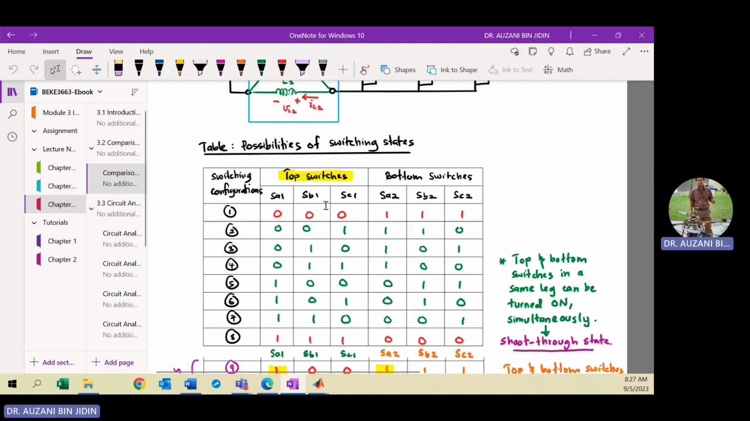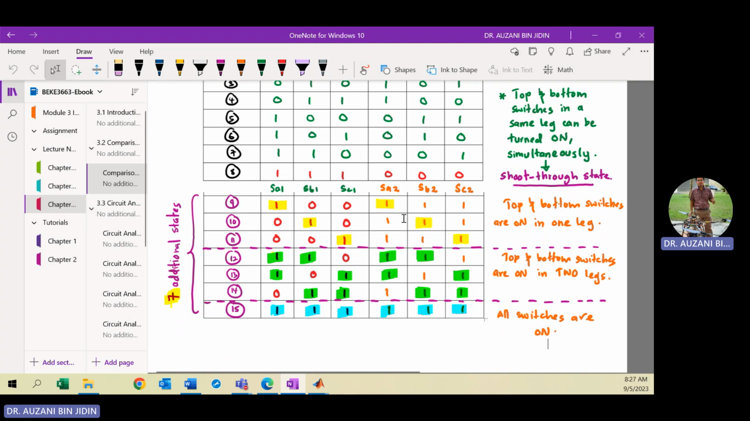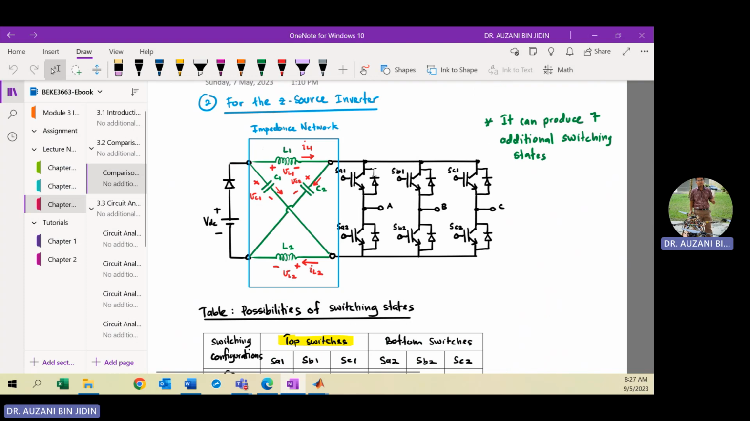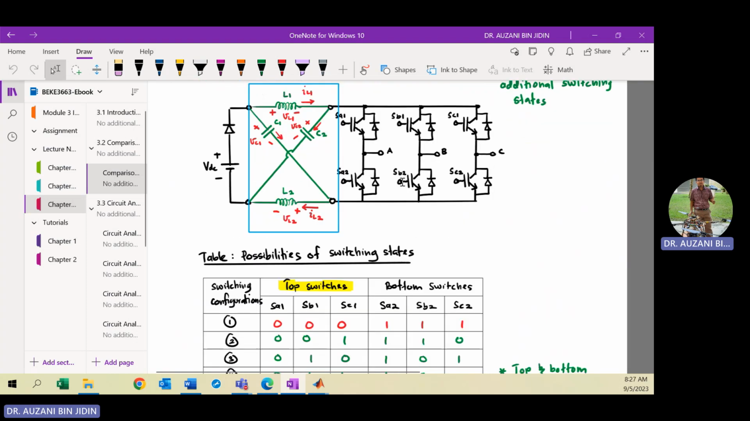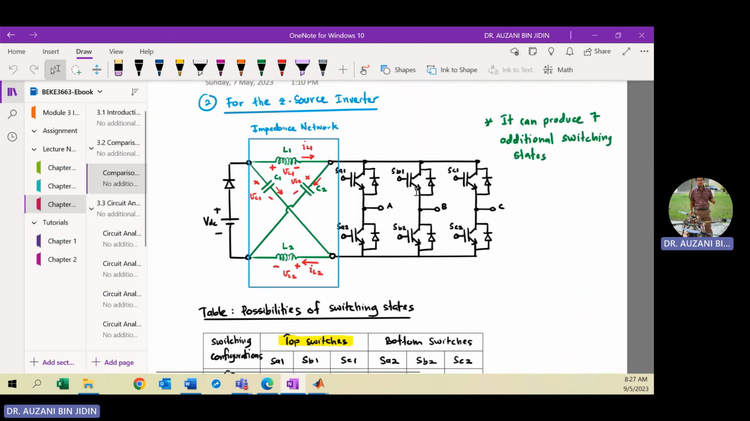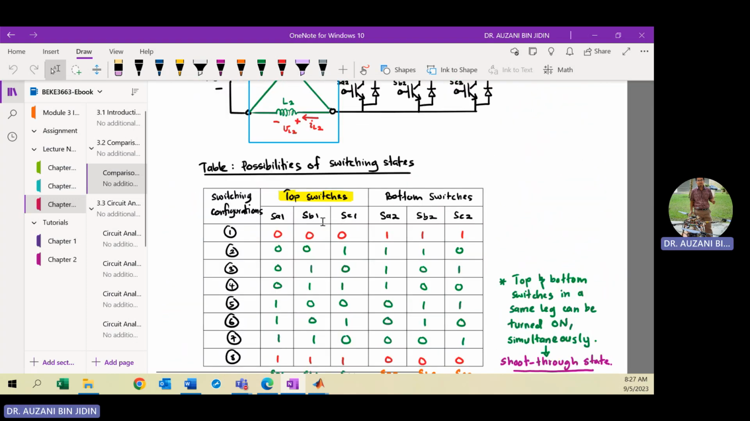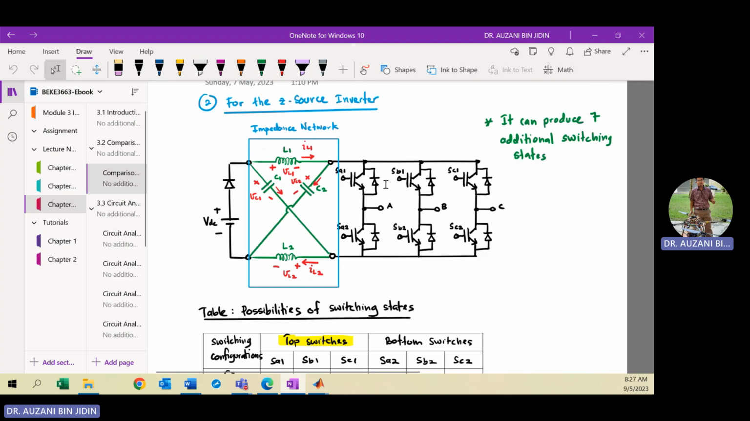And for the Z source, you have 7 additional switching states because the Z source allows the top and bottom switches of any leg to be turned on at the same time. Maybe you have a combination of one leg, two legs, or all legs. Because of the impedance network, the inverter allows the top and bottom switches to be turned on at the same time, and your DC source is not connected directly to the inverter, because we have the impedance here.